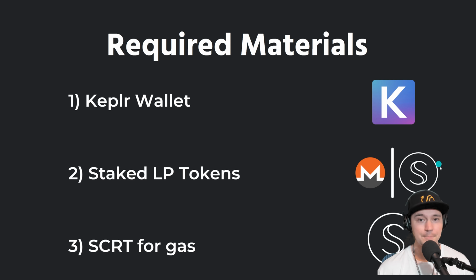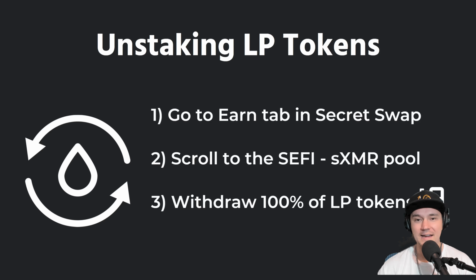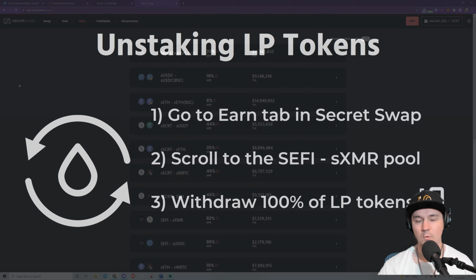In this video, we need our Keplr wallet connected, we need our staked LP tokens, which are CeFi and SXMR, and then we will need our Secret for gas. So we're going to start out going to Secretswap, and last video we went swap, pool, earn, kind of working left to right. This video we're going to do it backwards. So we're going to start in the earn tab, find our pool and take our tokens out, and then we'll go to the pool tab and then the swap tab.